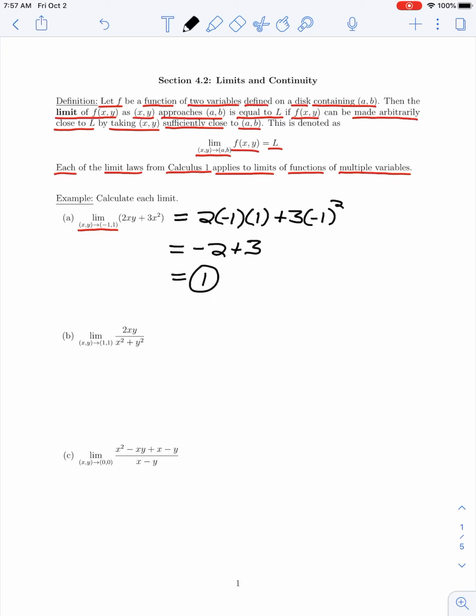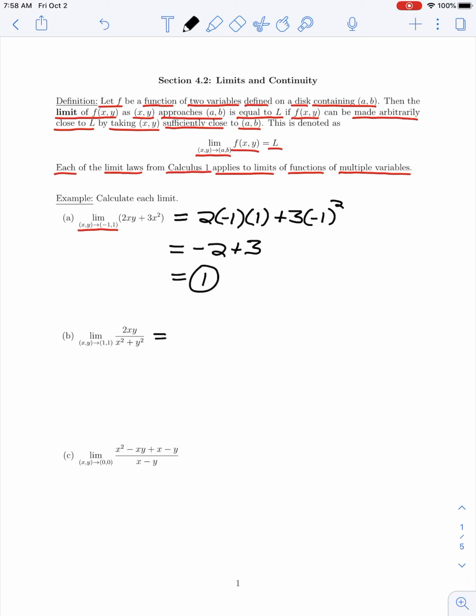So just like we would for single variable functions, the first thing that we typically try to evaluate limits of these multivariable functions is to simply plug in the point that we're approaching. Now in part B, we have a limit of a rational function of 2 variables, that is a quotient of 2 polynomials of x and y. So using the limit laws, well, the limit of this quotient should be equal to the quotient of the limits as long as the limit of my denominator is non-zero.